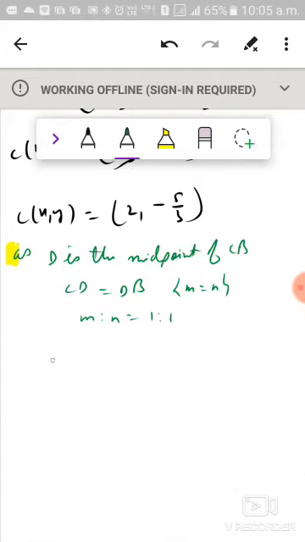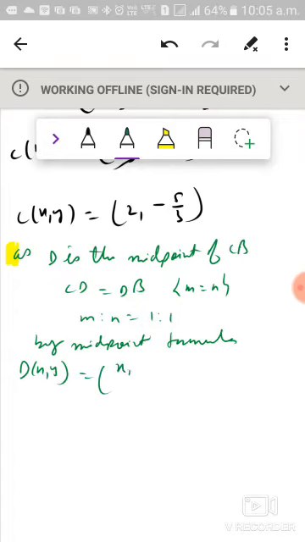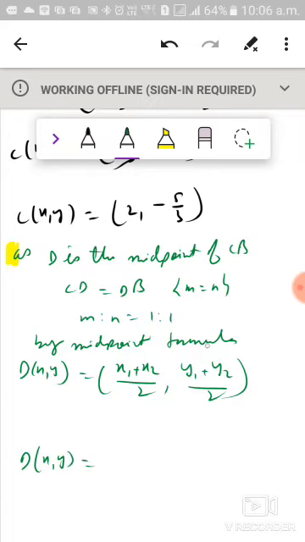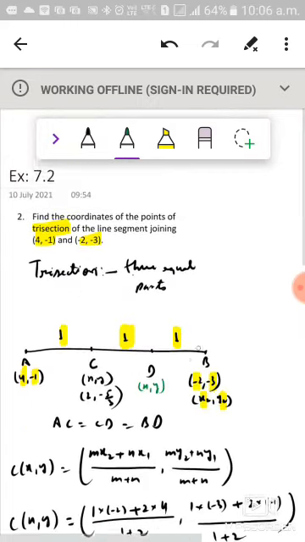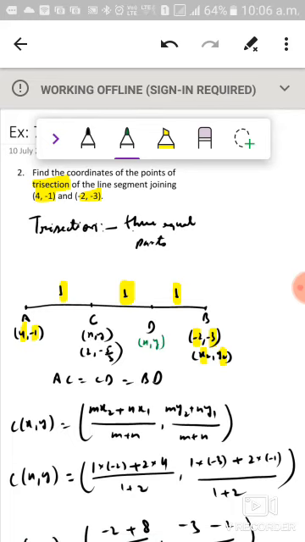So by the midpoint formula for D(x, y), D(x, y) will be what? (x1 plus x2) by 2 comma (y1 plus y2) by 2, right? So what are x1 and x2? The coordinates of C will be x1, y1, so C is (x1, y1), and B will be (x2, y2).